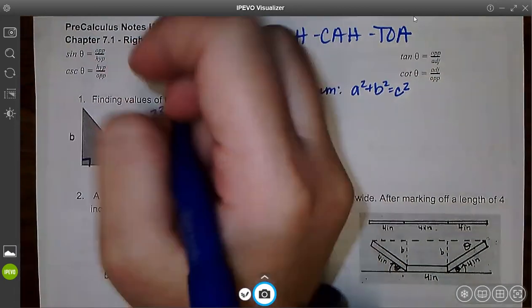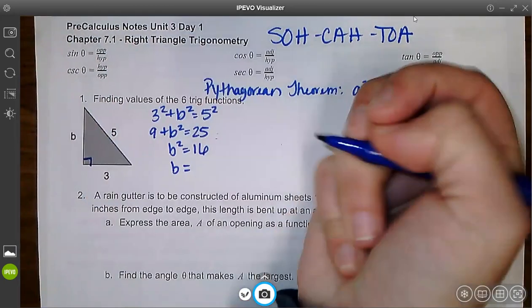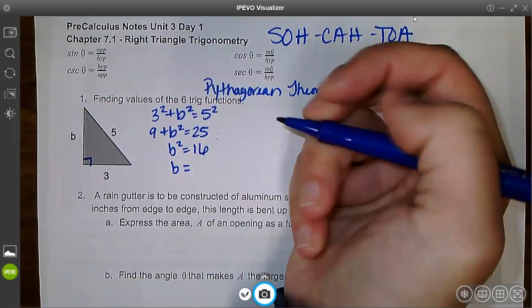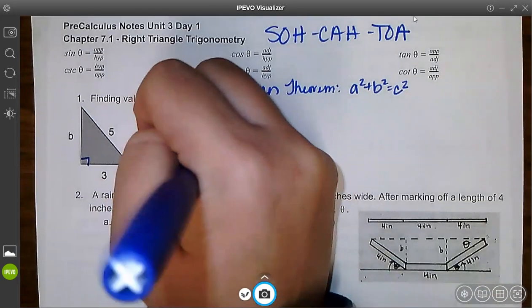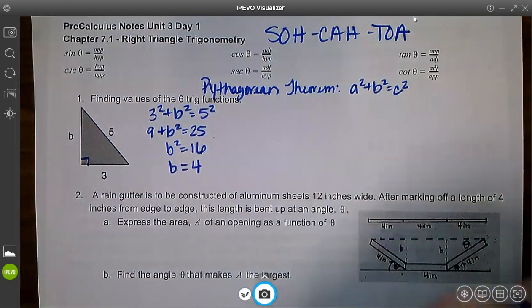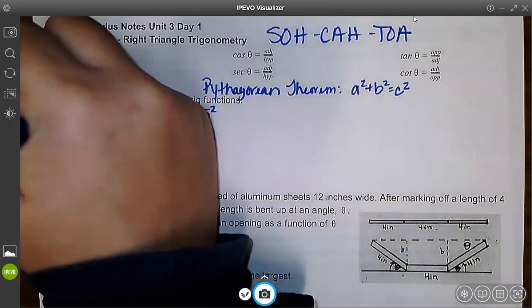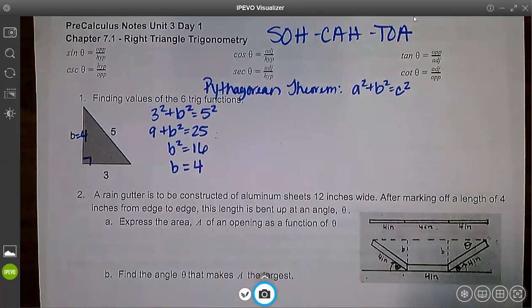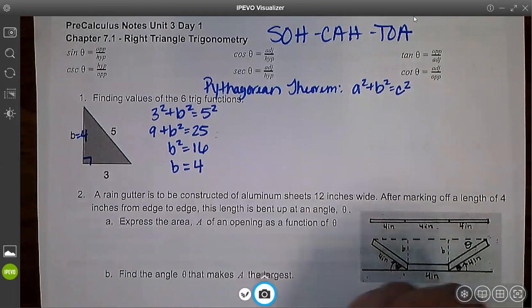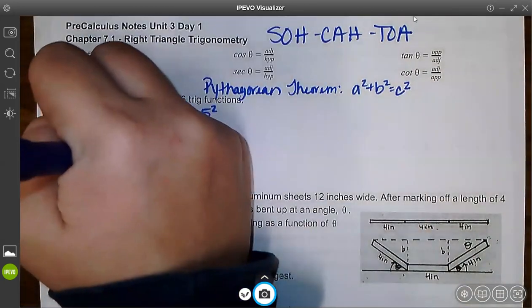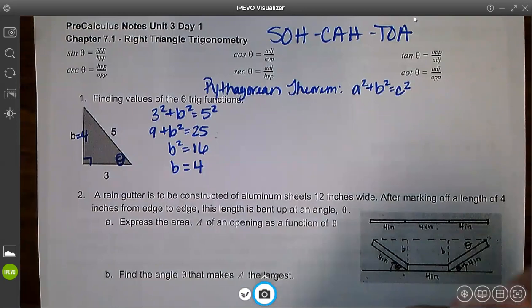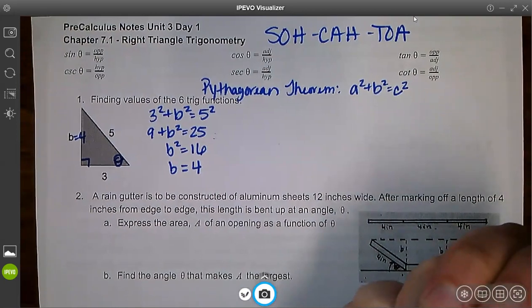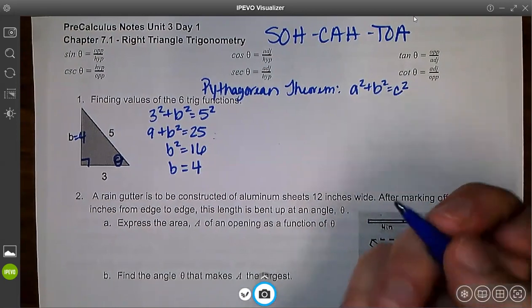Take the square root. Typically when you solve an equation, you take the positive and negative square root, but because we're talking about a length, a distance, it has to be just the positive square root. So our b value is 4. Then to find the values of the 6 trig functions, you have to define an angle. So we're going to define this angle as theta. We don't know the angle measure, we're just finding the values of the trig functions.